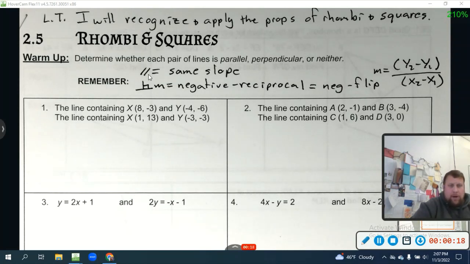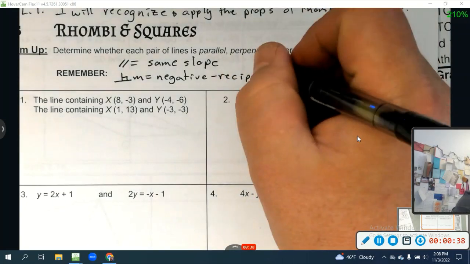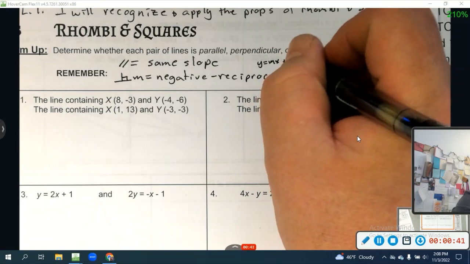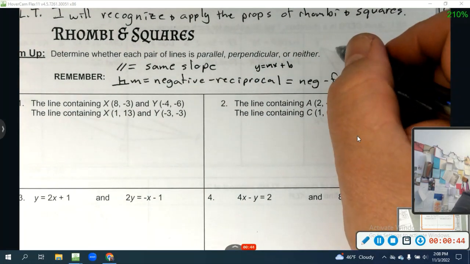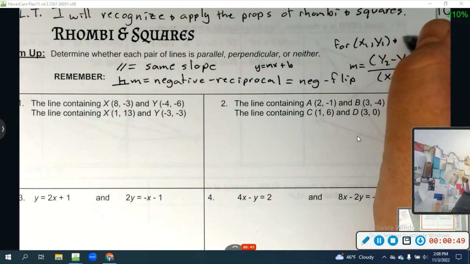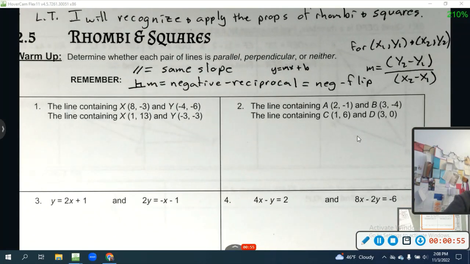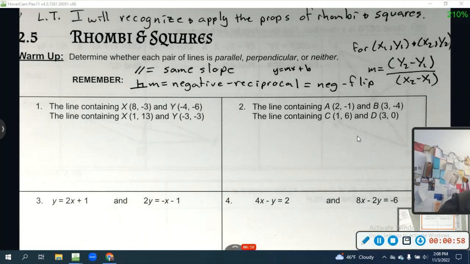Remember, parallel equals same slope. Perpendicular means perpendicular slope, which is the negative reciprocal, or the negative flip of each other. And slope in general is just your y2 minus y1 over x2 minus x1. Go ahead and take a minute. Solve for, or I guess we could add to there too, y equals mx plus b. And I guess that is for the points x1, y1, and x2, y2. Boom. Get that all written down. Pause this, solve these, all four, ready, set, go.